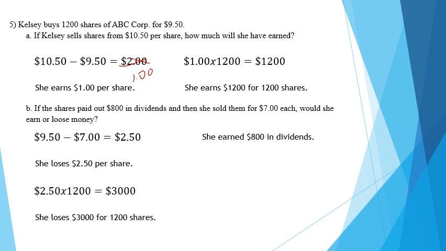But she earned $800 in dividends. So she actually only lost $2,200, because that $3,000 in losses coupled with the $800 in earnings from her dividends leaves her with a loss of $2,200.